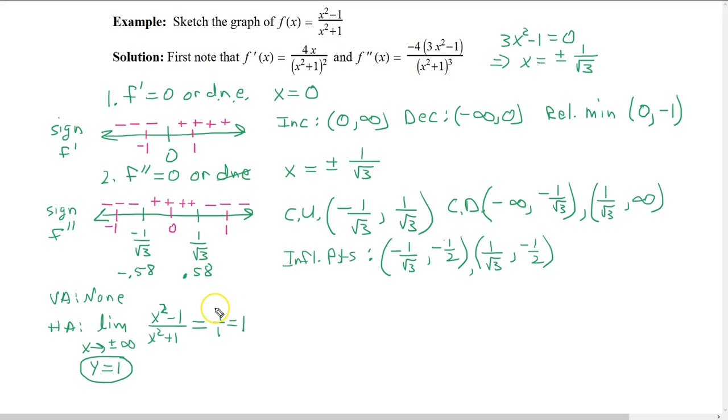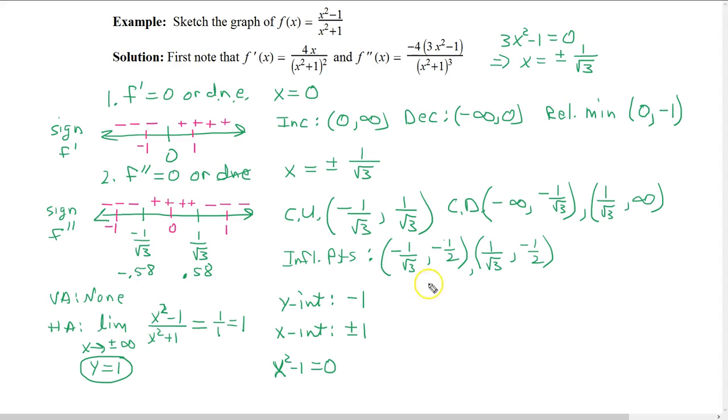Let's check out any x and y-intercepts. So a y-intercept, if we put 0 in here for x, we get back -1. So the y-intercept is at -1. Let's see if we can find any easy x-intercepts. So if we were to set x squared minus 1 equal to 0, the numerator, well, that gives us back plus and minus 1. So those are the x-intercepts.